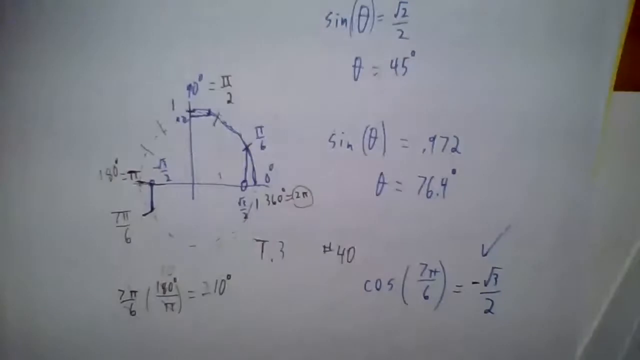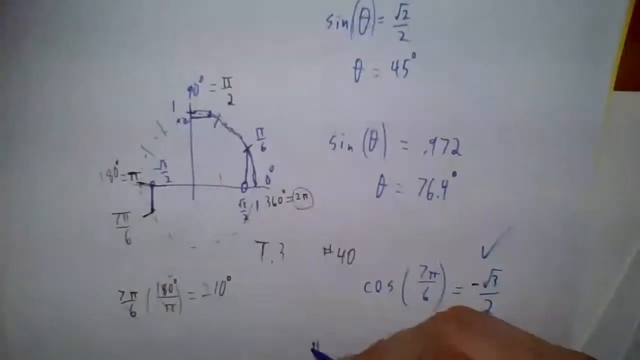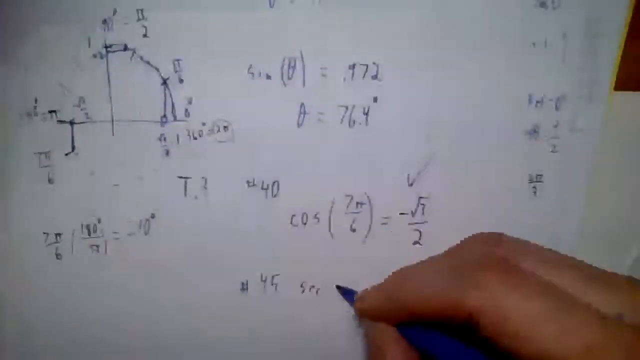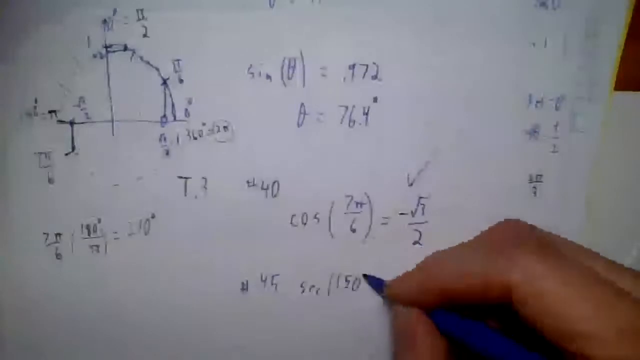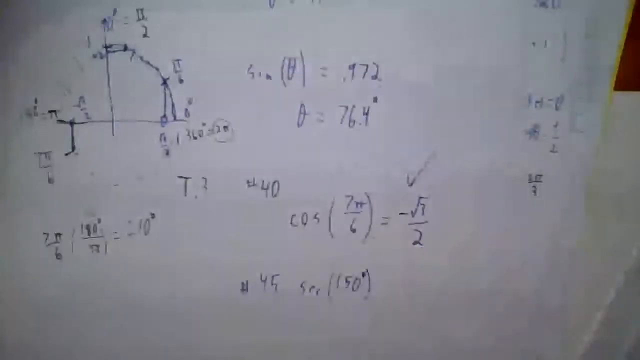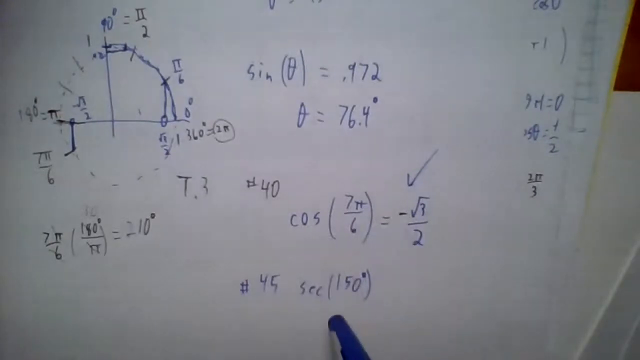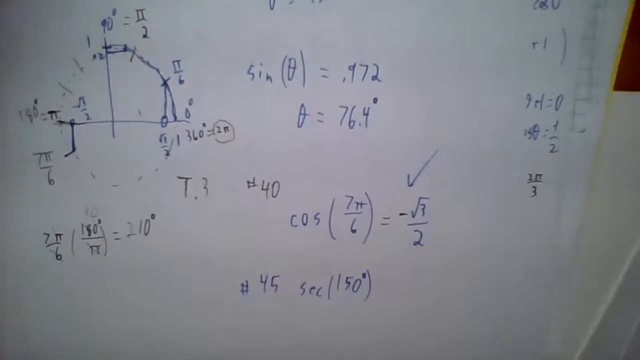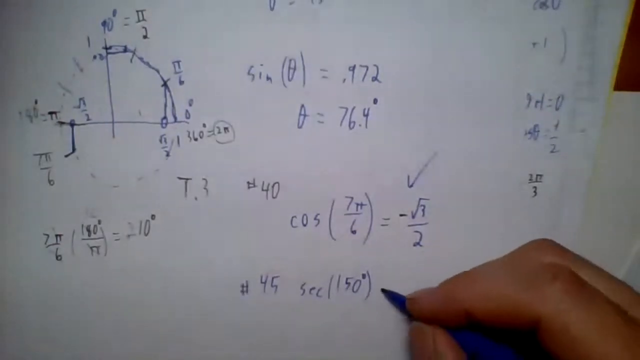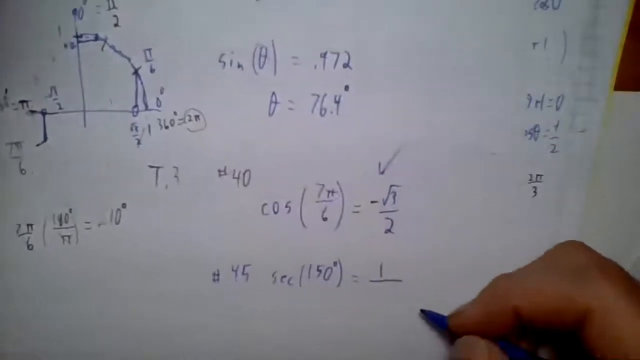Let me look at 45 also while I'm on the topic. We'll get to some of these. So 45 is asking for the secant of 150. I don't have a secant button on the calculator. I don't know secant values right off the bat, but I know it's the reciprocal of cosine. That's how I'm going to think about that. Anytime I see a secant, I'm going to think this is the reciprocal of cosine. So I'm just going to do 1 over.